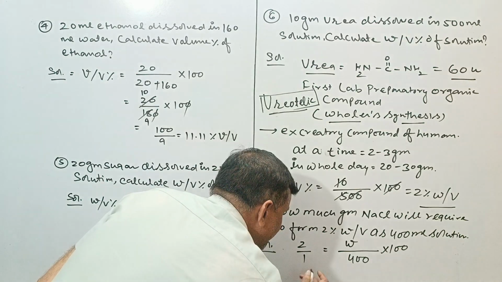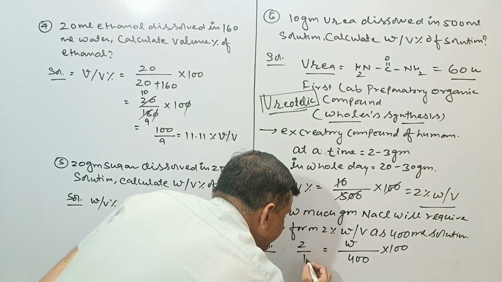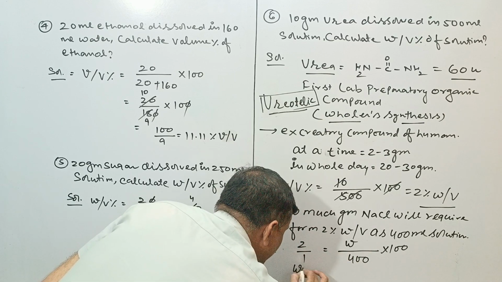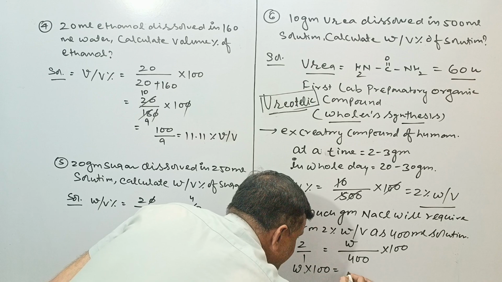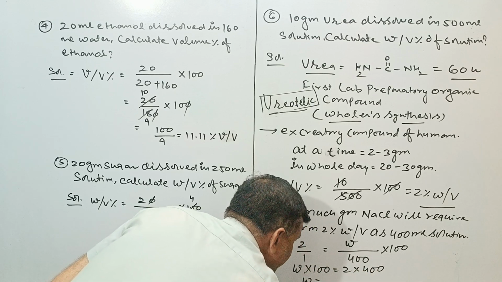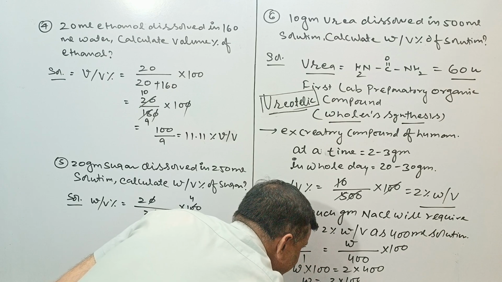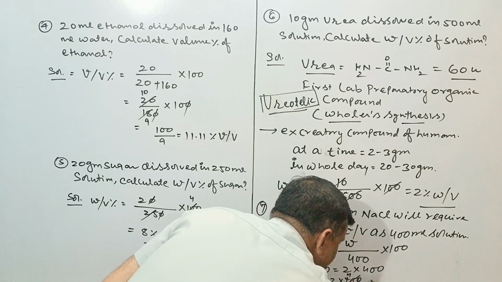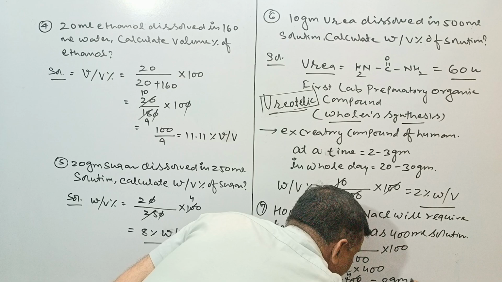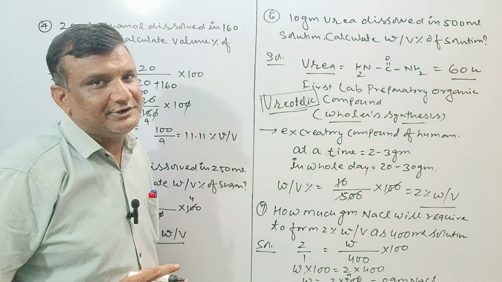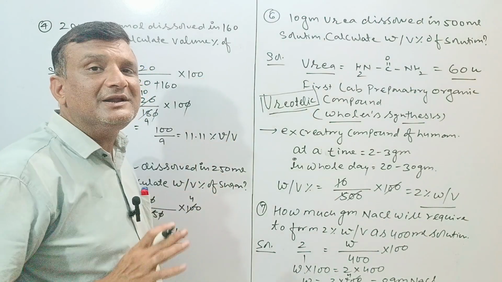On multiplying, cross multiply, then it will be w into 100 is equal to 2 into 400, and w is equal to 2 into 400 upon 100. It will cancel by 4. So 8 gram NaCl will be required to form 2% as a 400 ml solution. So this was about question number 7.